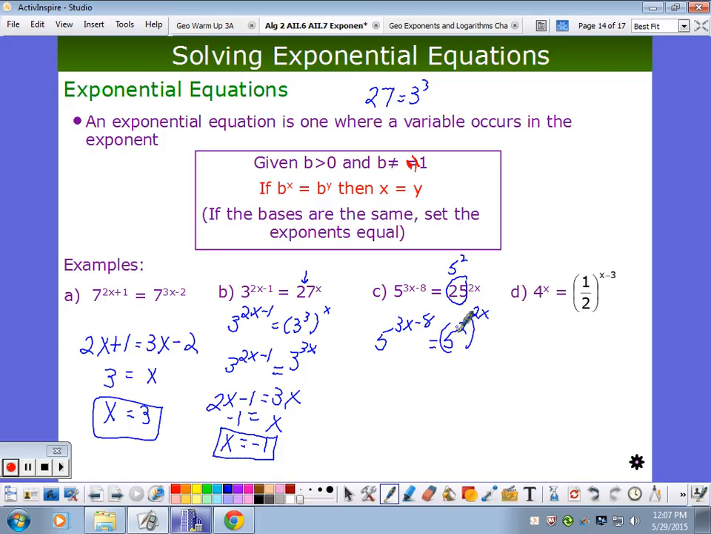But a power to a power, that's our multiply rule. So this side stays the same, and I'm getting 5 to the 4x. And now we have the same base, so I can set my exponents equal. 3x minus 8 equals 4x. These are all kind of easy ones, aren't they? Then subtract the 3x, there's an x. X equals -8.